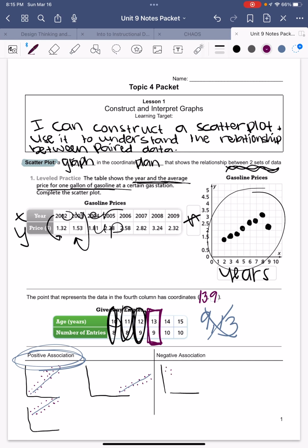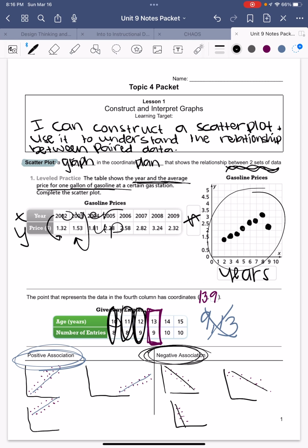So wherever they start, the dots are going down. And again, it doesn't matter where it starts or how fast the dots go up or down. They could go down super slow. But as long as they're going downwards, it is a negative association. All of those, because they're going downward, are a negative association. So we're going to talk about that a lot in this topic. It'll say, what is the association? Positive, negative, that sort of thing.